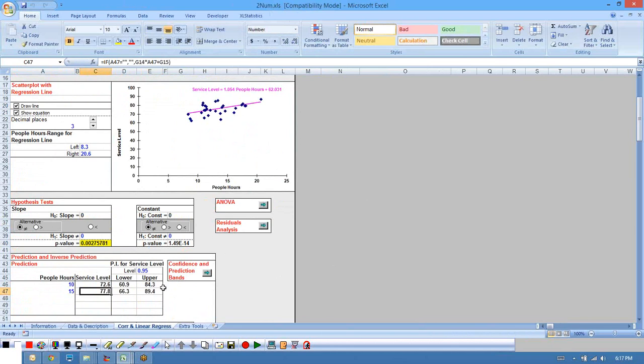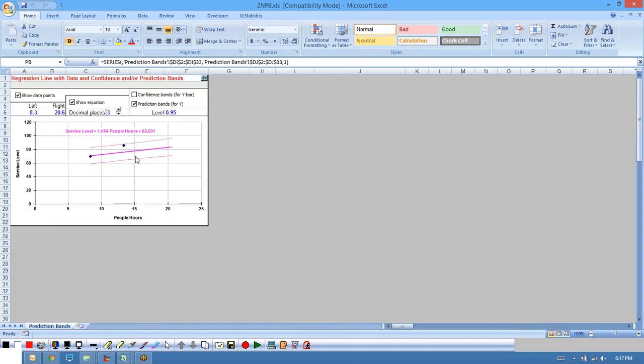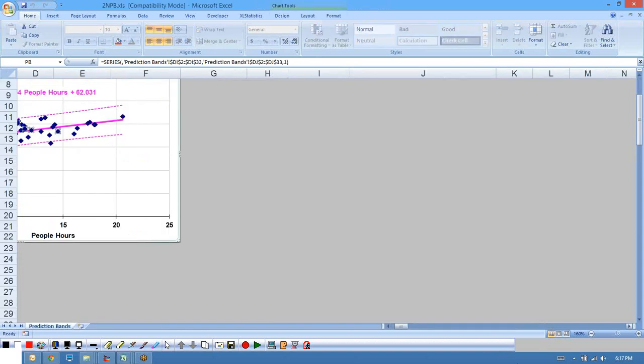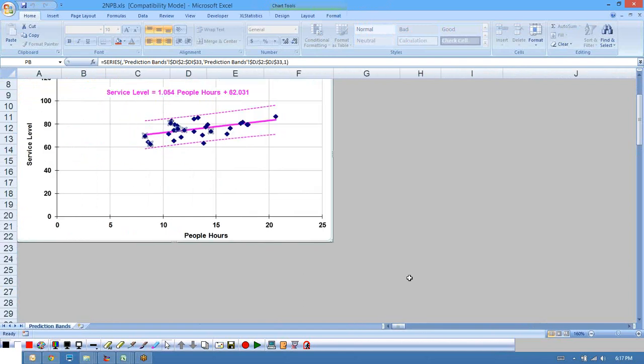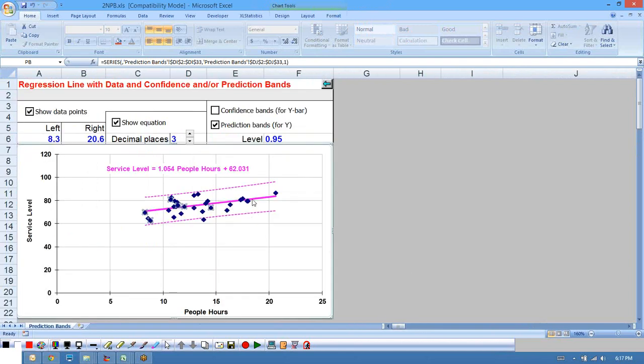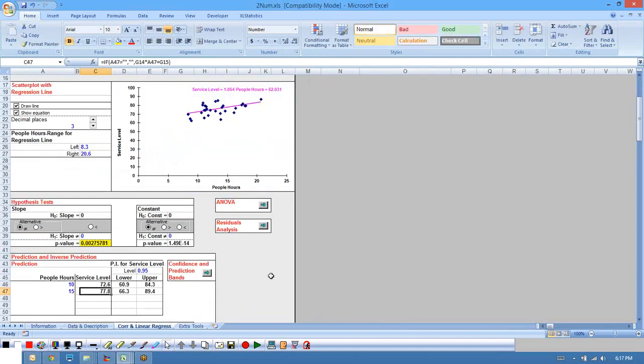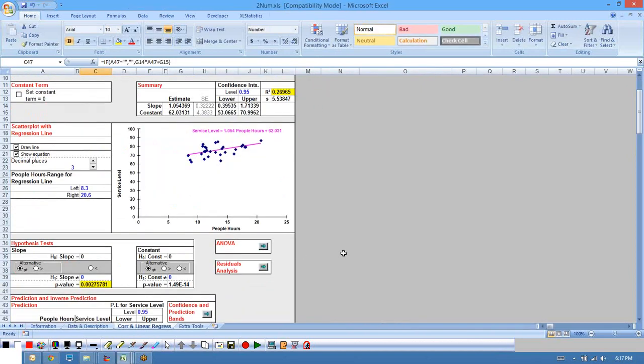66 and 89. If you want to see the whole picture, you can click on confidence and prediction bands, and it'll give you a picture of the whole prediction area. See that there? Okay. Let's go back. And that's it, folks.